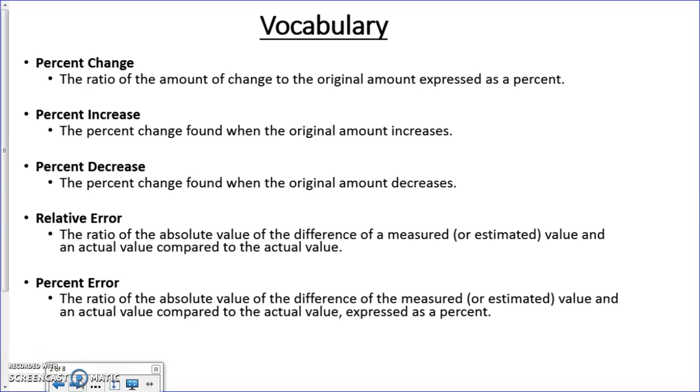Percent increase, the percent change found when the original amount increases. Percent decrease, the percent change found when the original amount decreases.